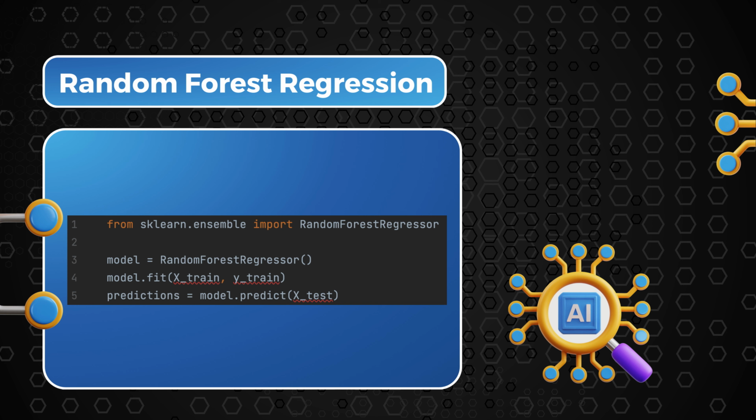Finally, let's take a look at Random Forest Regression. This algorithm is an ensemble learning method that combines multiple decision trees for regression. It reduces overfitting and improves predictive accuracy. This is a code example for Random Forest Regression.